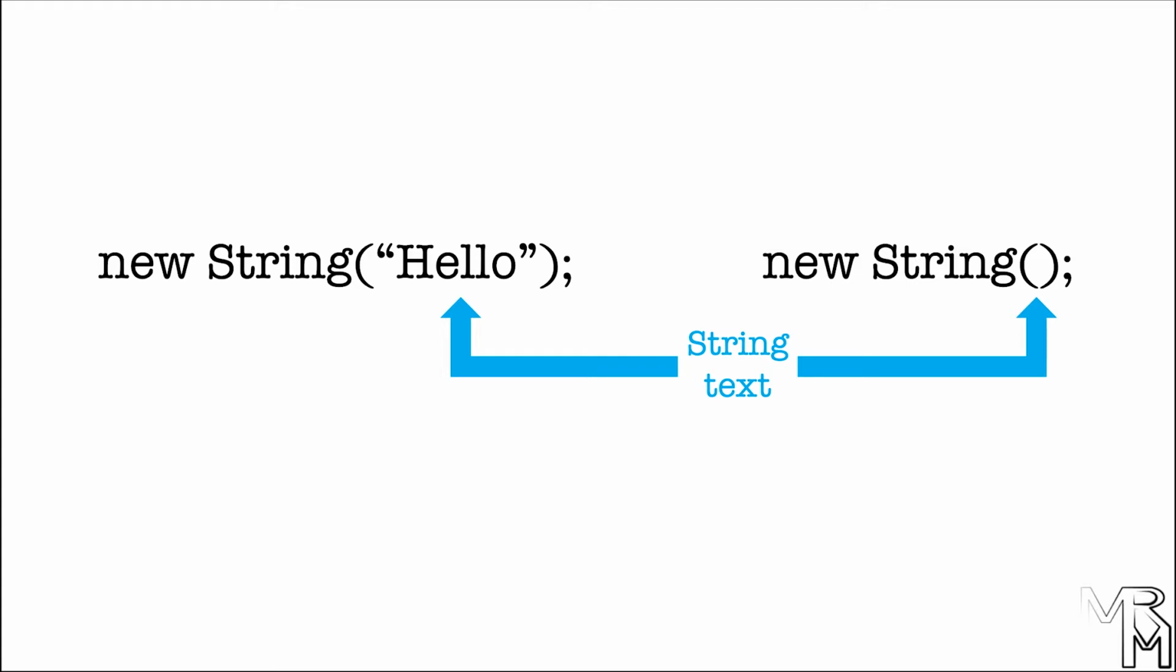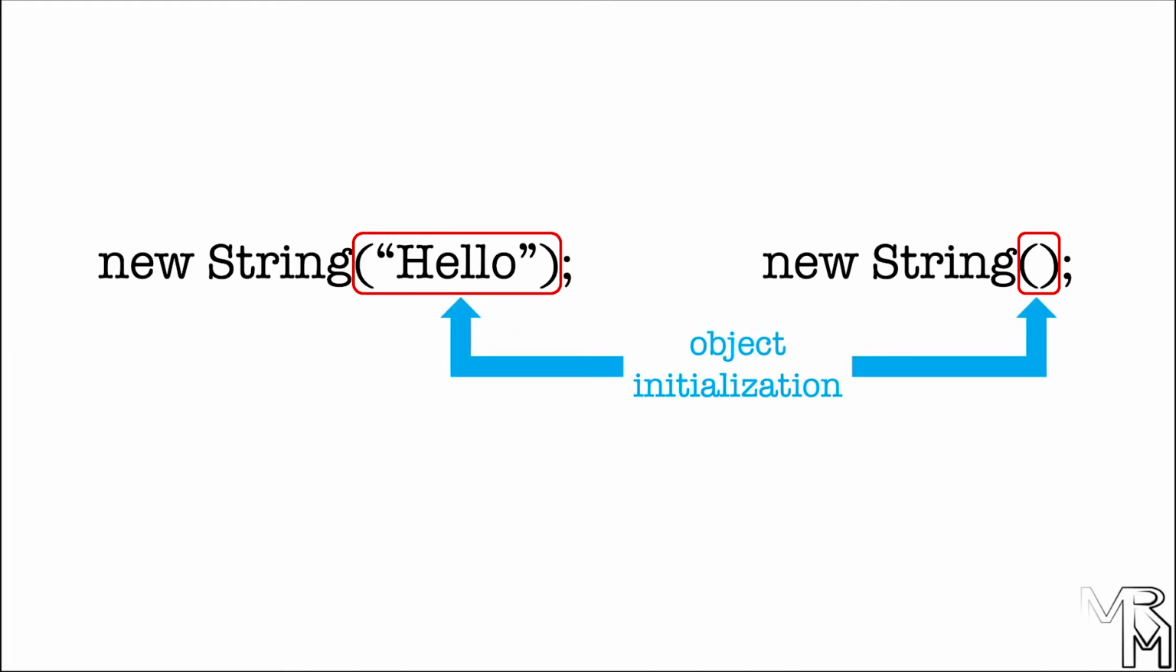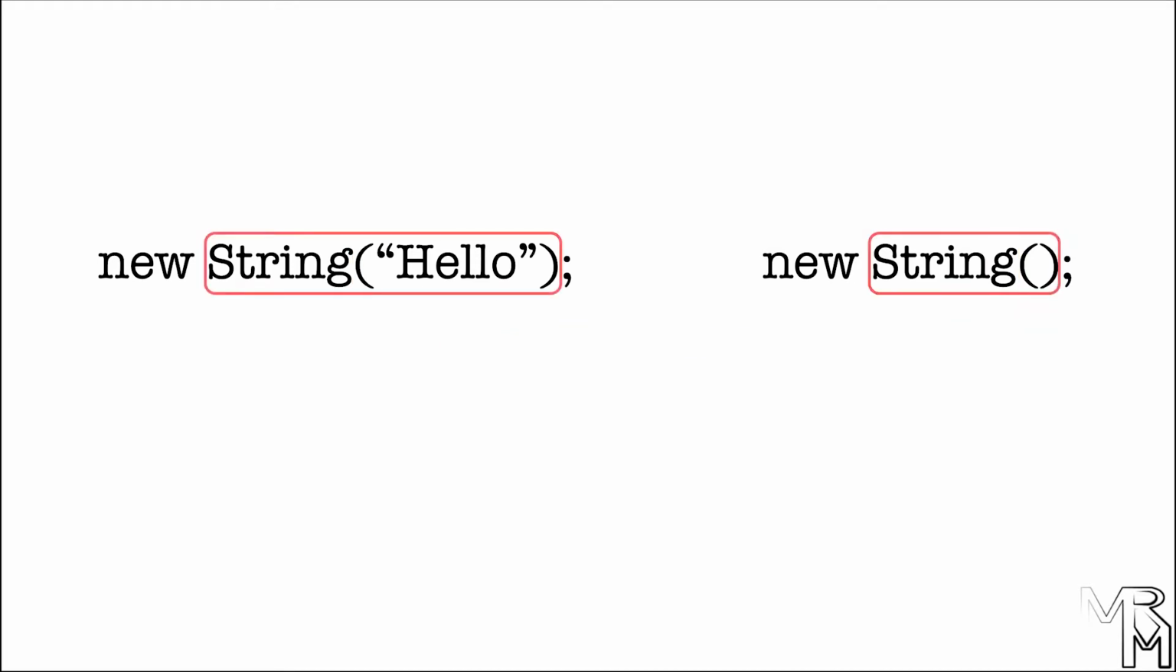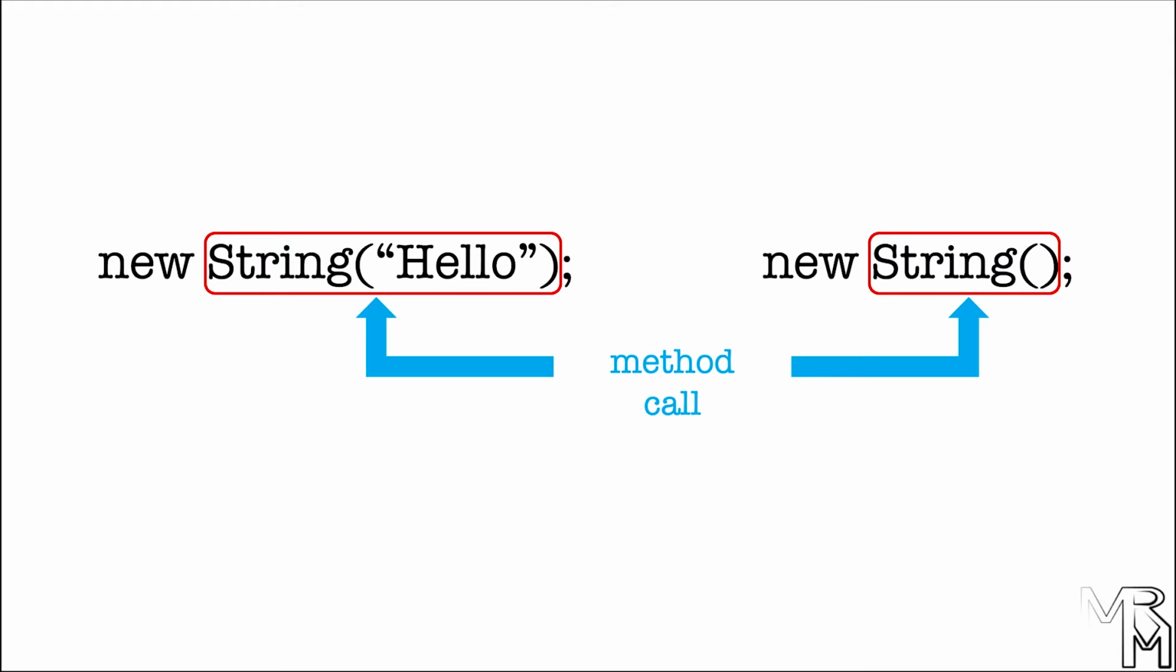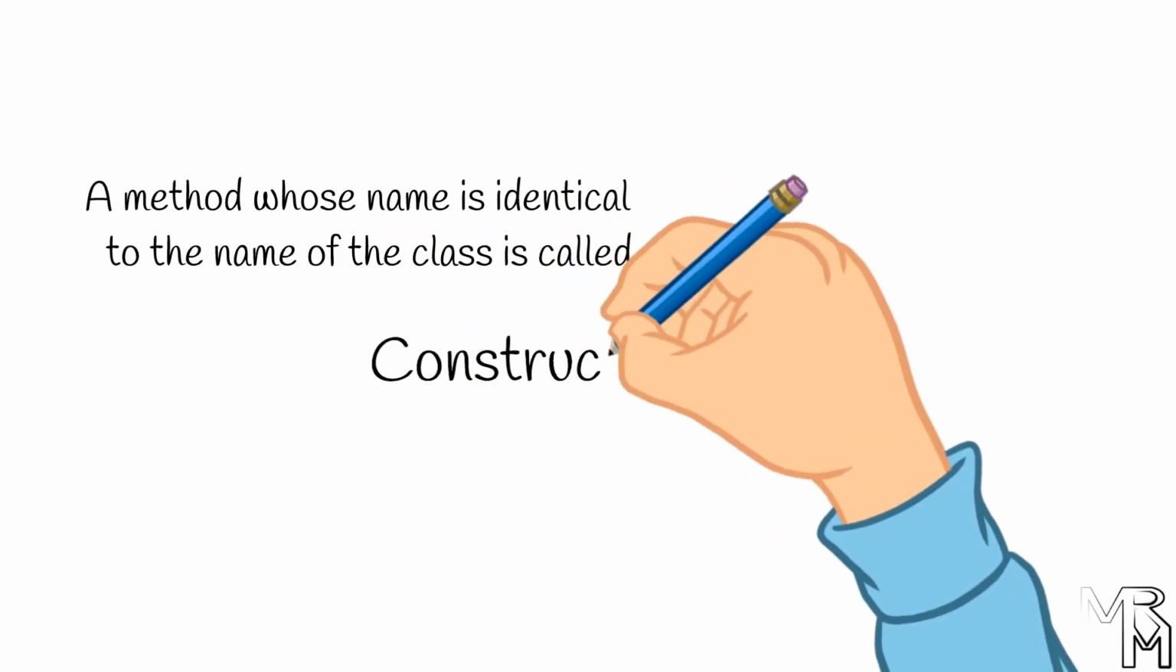Some of you might also remember from one of the previous videos that these are called object initialization. But these are also method calls. Just take a look. There's a name followed by a pair of round brackets. Looks just like a method call. The only confusing part here is that the name of the method is the same as the name of the class. A method whose name is identical to the name of the class is called a constructor.